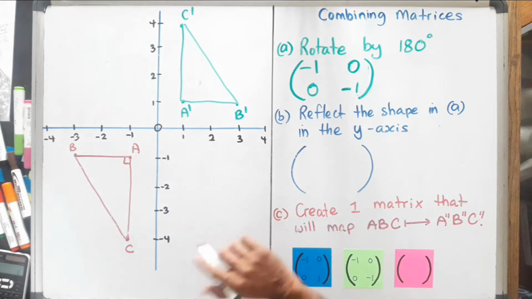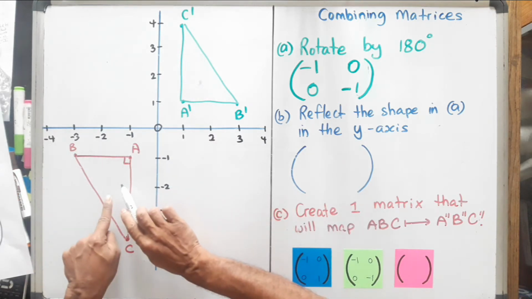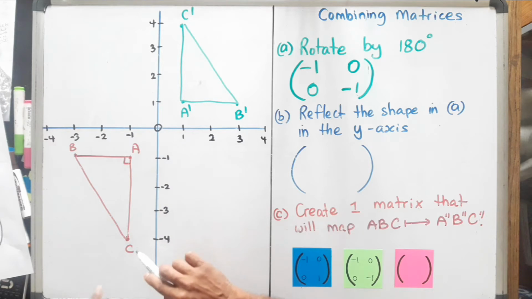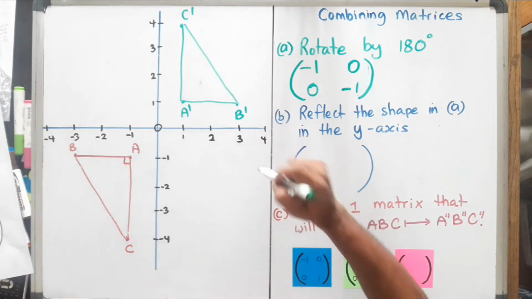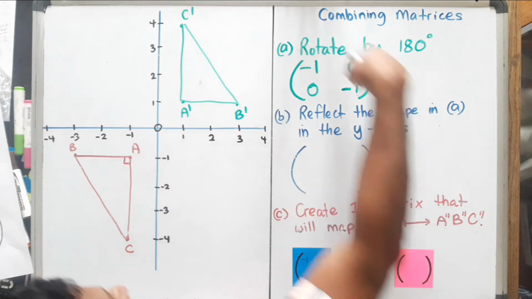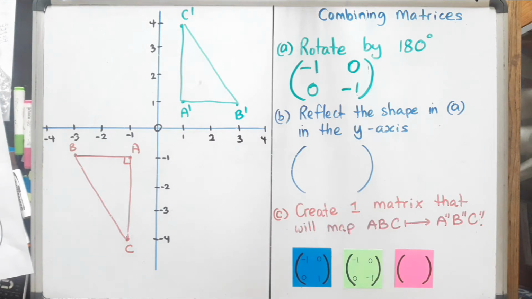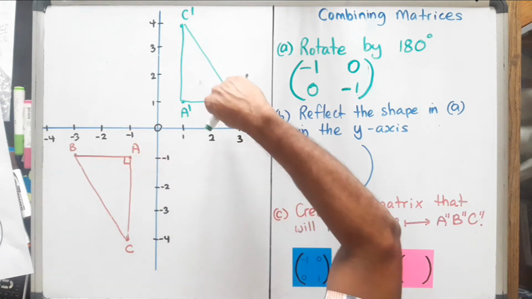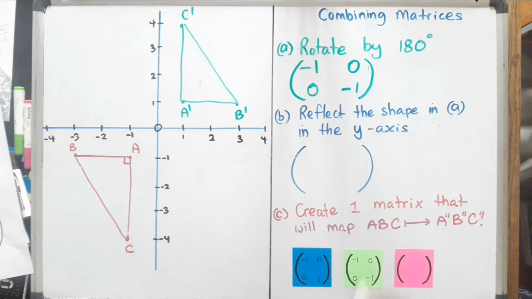All right, so when we rotate this red triangle, the original ABC, we get the green triangle. So we rotated it by 180 degrees. And once again, it doesn't matter if it's anti-clockwise or if it's clockwise. 180 degrees, you don't have to care whether it's clockwise or anti-clockwise.